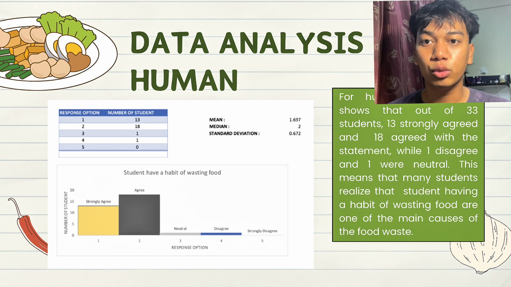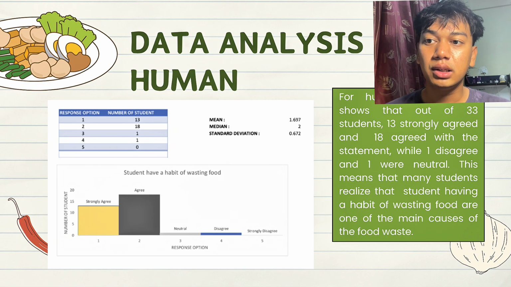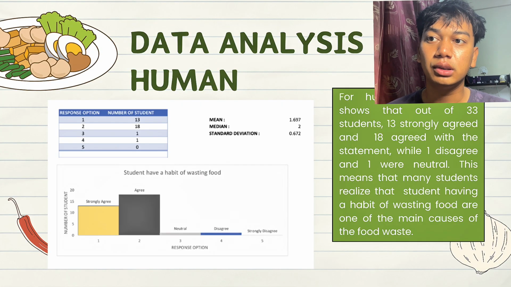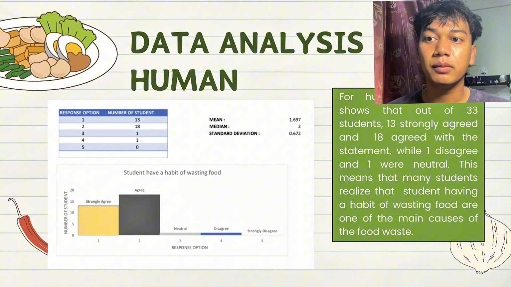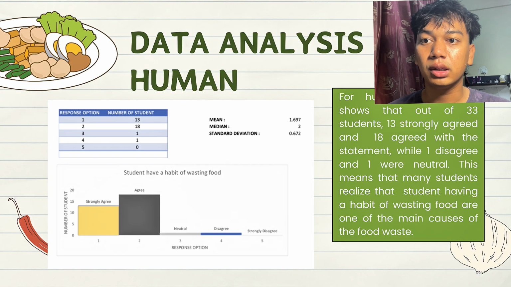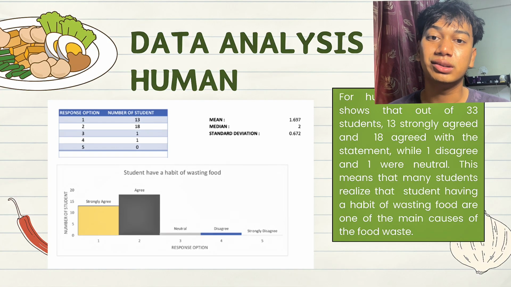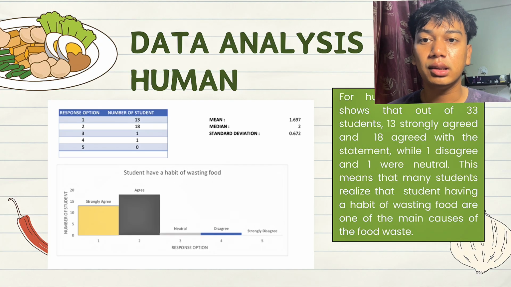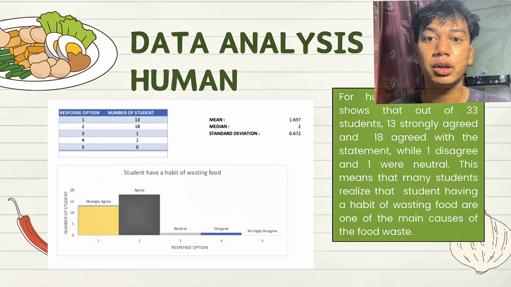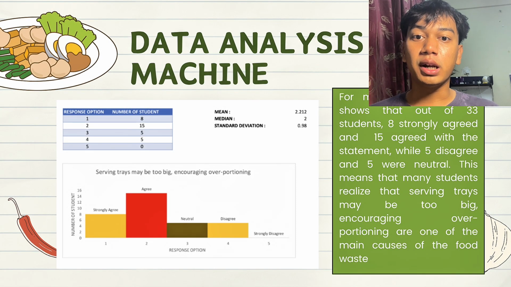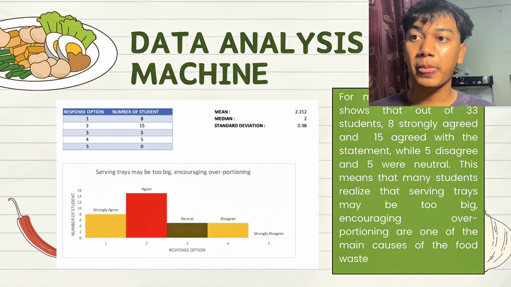The median is 2, and the standard deviation is 0.672, showing that most responses concentrate around the same option, meaning there is little variation in how students responded. So the next factor is the machine factor.